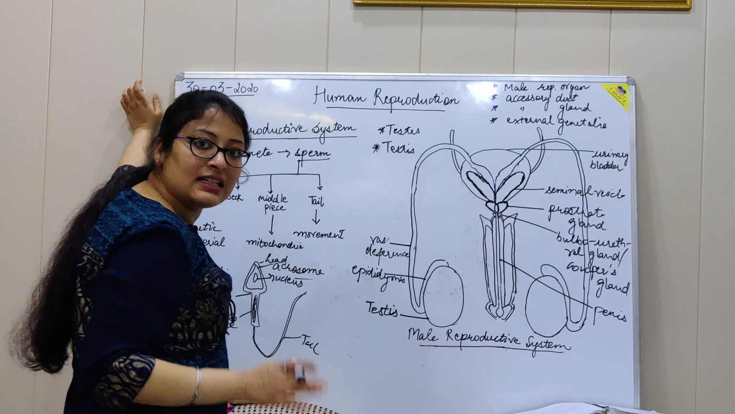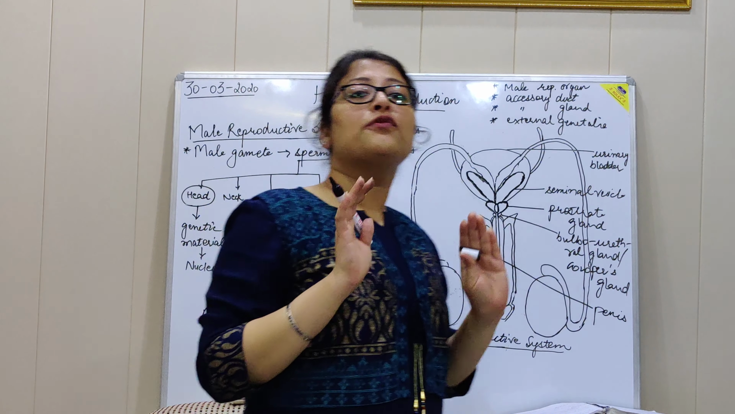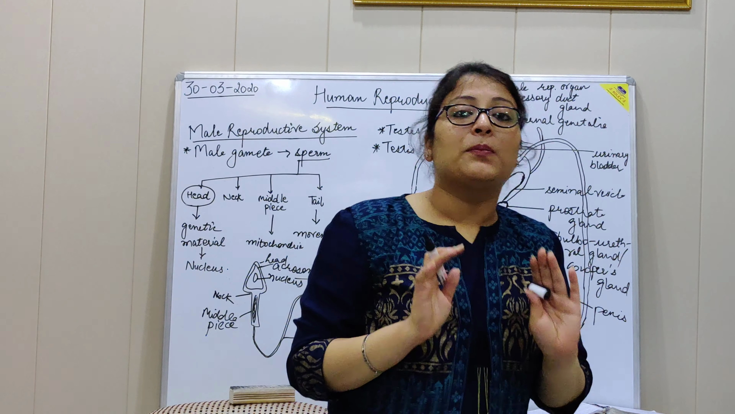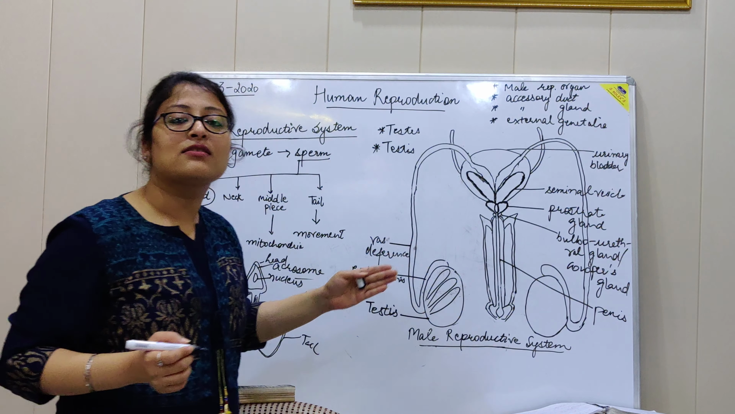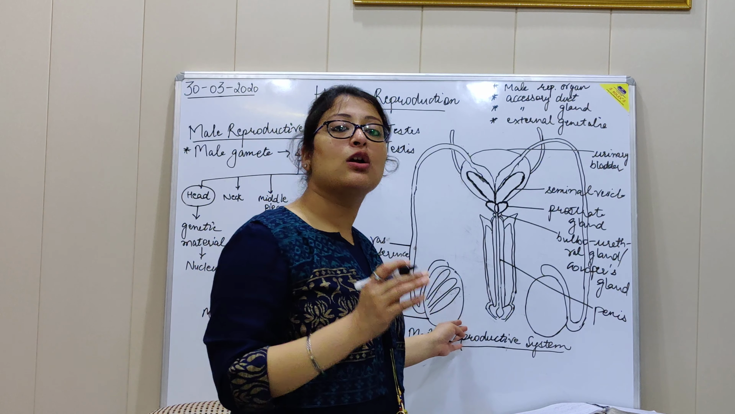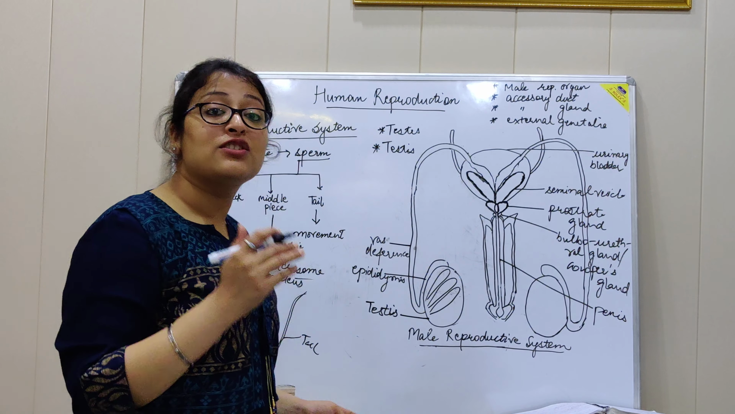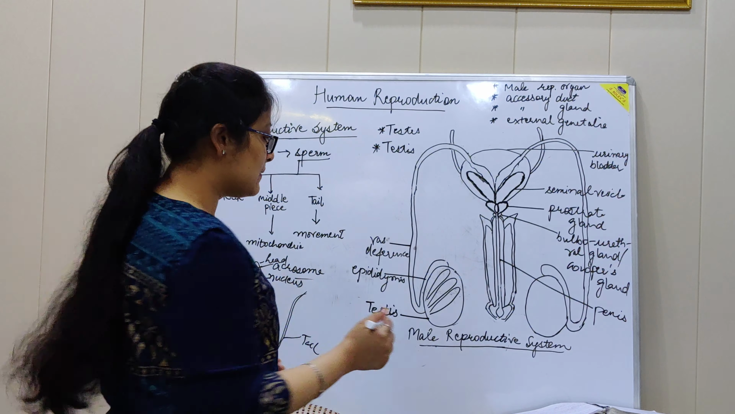This is testis. Testis consists of compartments. About 250 compartments are there, known as testicular lobules. These kind of apartments you can say. Testicular lobules further consist of the structural and functional unit of testis, that is seminiferous tubules. The 250 compartments consist of the structural and functional unit of testis, that is seminiferous tubules.